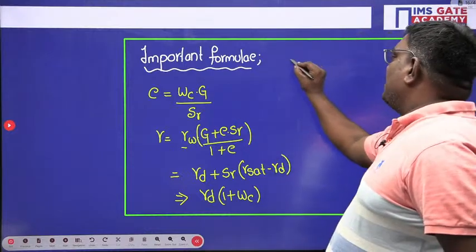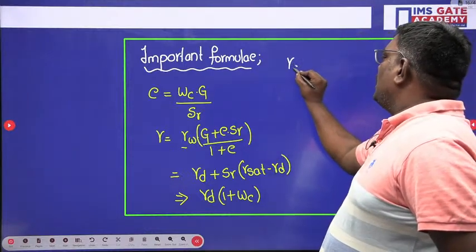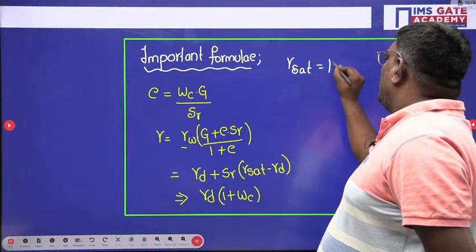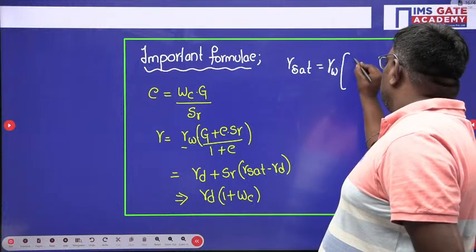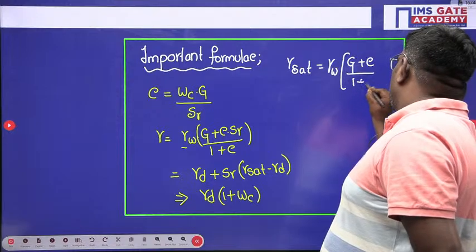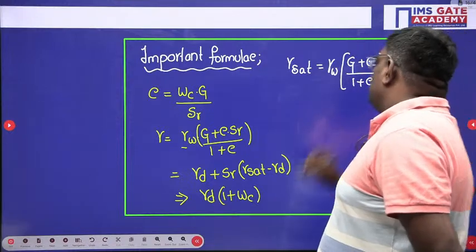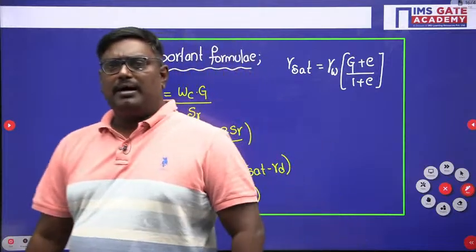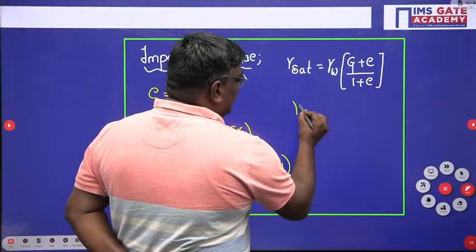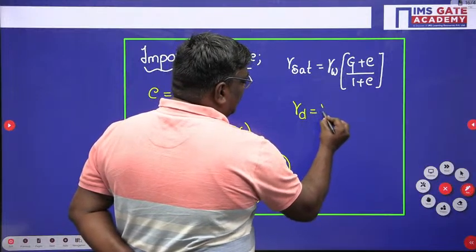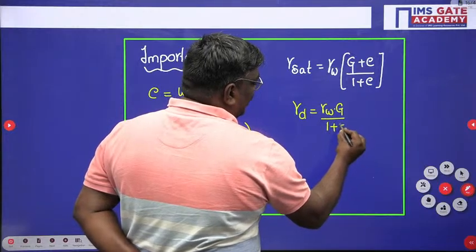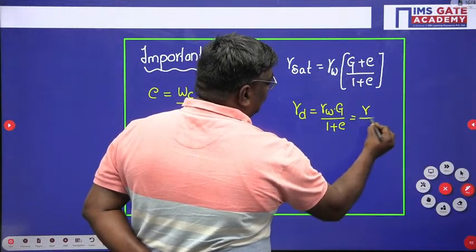And similarly, gamma_sat is equal to what, sir? Gamma_sat is equal to gamma_w into (G + e) upon (1 + e). And here we can write gamma_d is equal to gamma_w G by (1 + e), or you can write it as gamma upon (1 + water content).